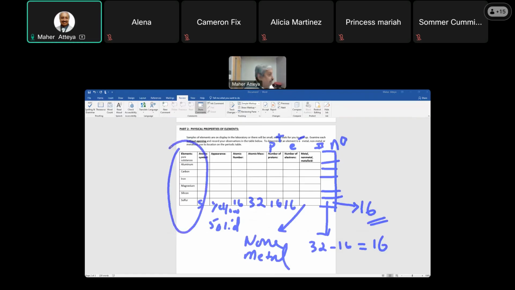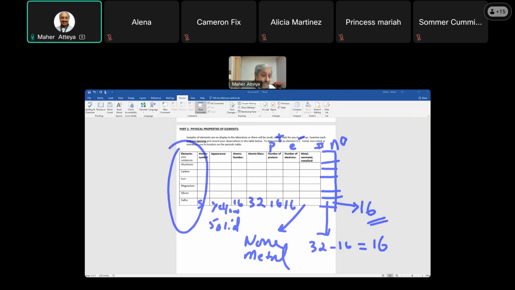Because we know the metal, non-metal. So you have a stairs there. You look at this, there is a stair you're starting to move, and the stairs go like this all the way down. You have seven elements that are metalloids.